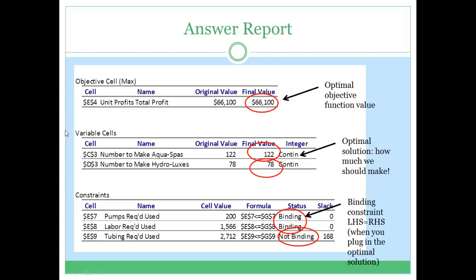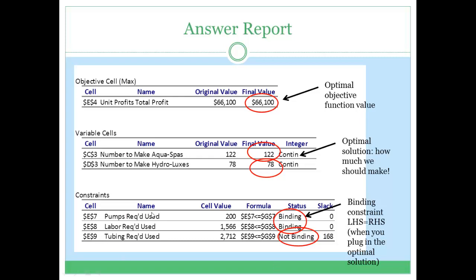The second table here says variable cells. This table tells us the values of the decision variables. These are the optimal solutions. So these values maximize our profit given the certain restrictions. So this is the final value, 122, for Aquaspas, and 78 is the final value for Hydroluxes. So this means that in order for us to make the most profit, we should make 122 Aquaspas and 78 Hydroluxes, and we refer to them as our optimal solution.